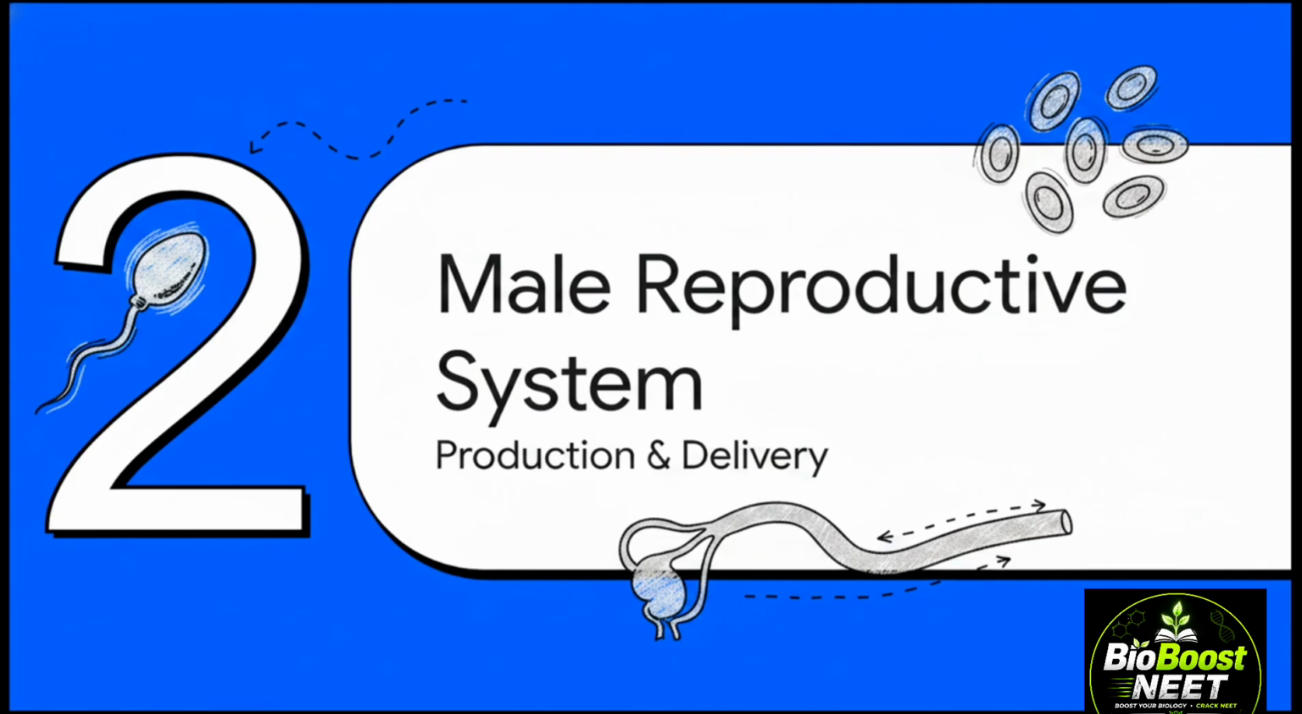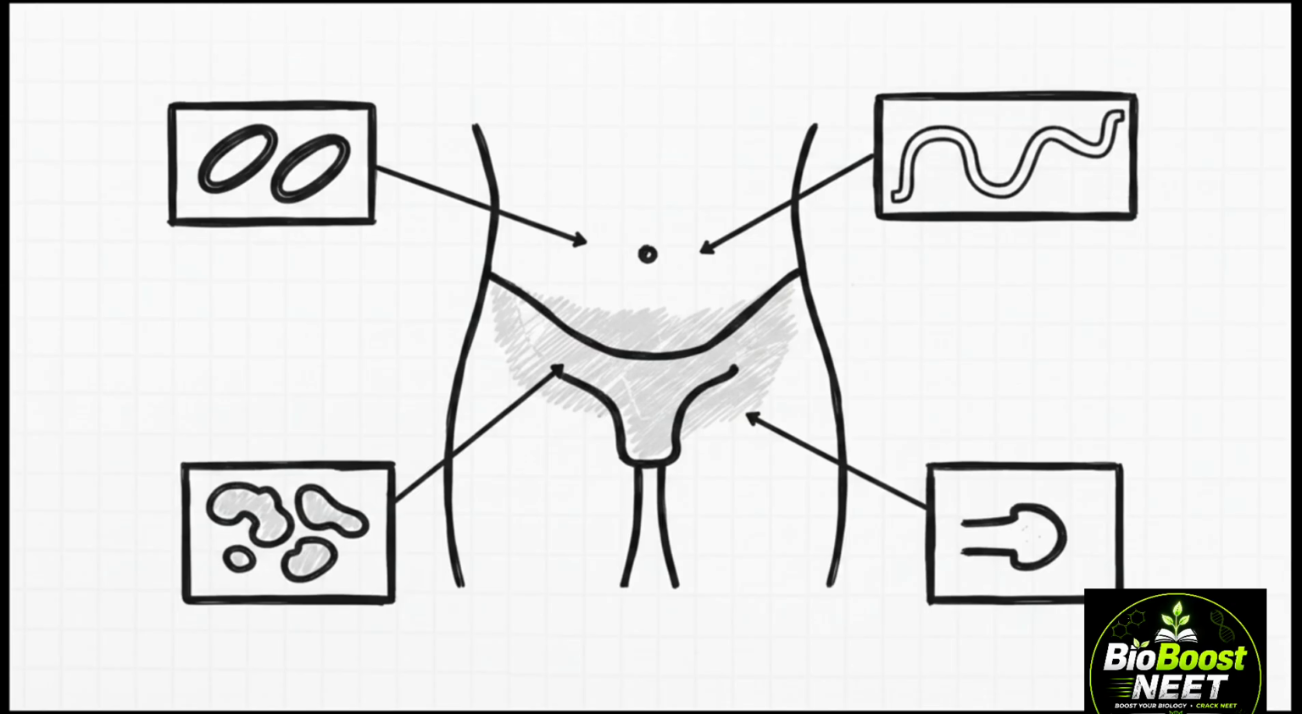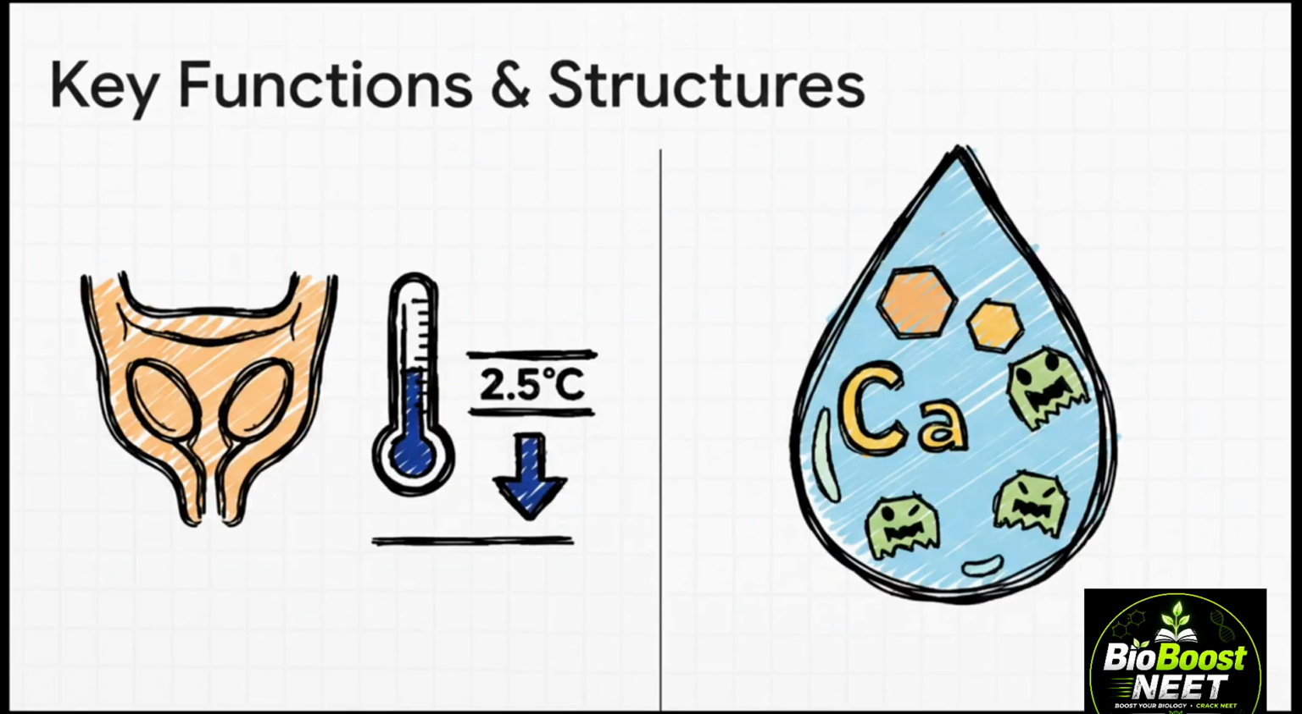Now that we have the overview, let's start looking at the hardware. We'll begin with the male reproductive system, which is basically designed to do two things: produce sperm and deliver it. The whole system is located in the pelvis region, and you can think of it as a complete manufacturing and delivery unit. The testes, they're the main factories. The accessory ducts are the pipelines. The accessory glands, they provide all the essential fluids and nutrients. And finally, the external genitalia are responsible for the delivery. Simple as that.